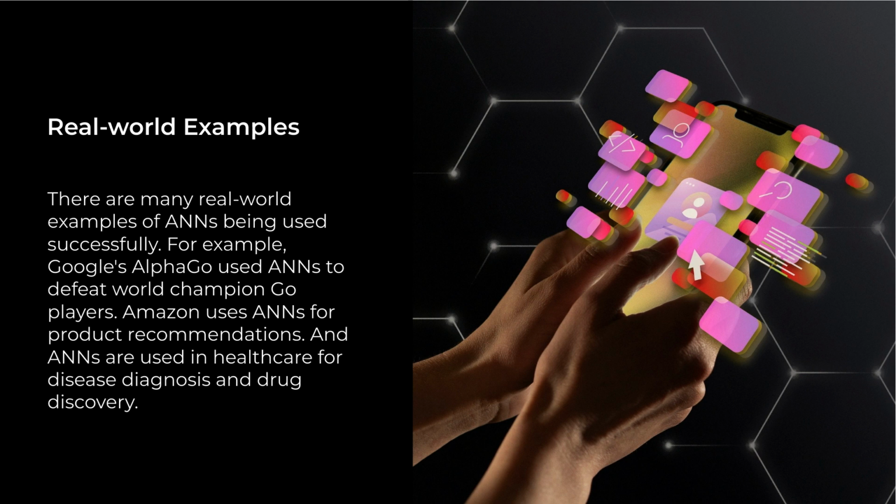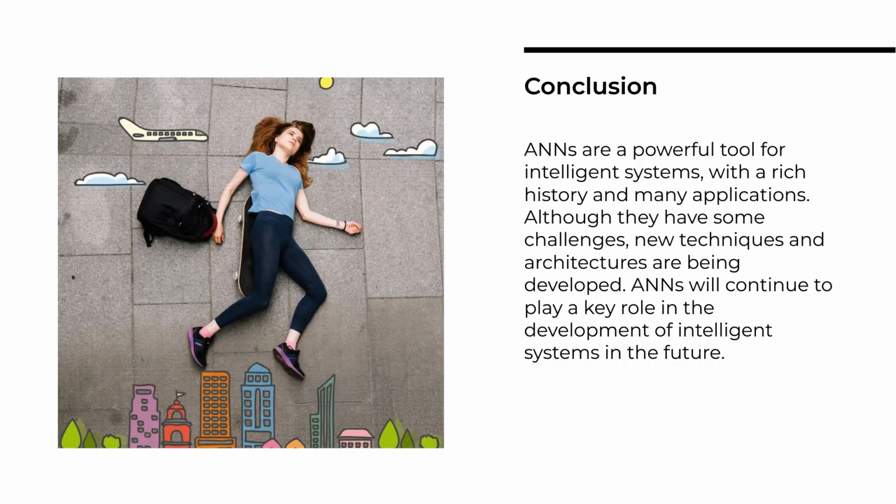The book provides a mix of theoretical foundations, practical examples, and implementation guidelines to help readers understand and harness the power of artificial neural networks in creating intelligent systems.